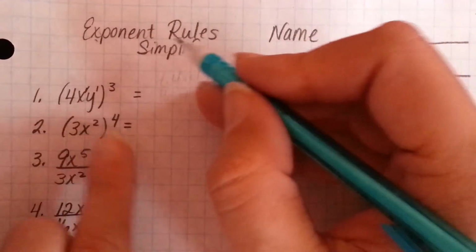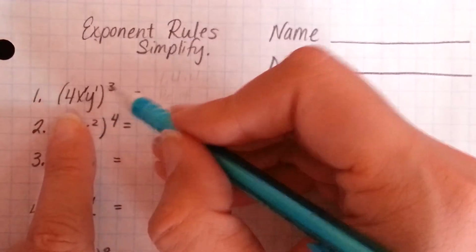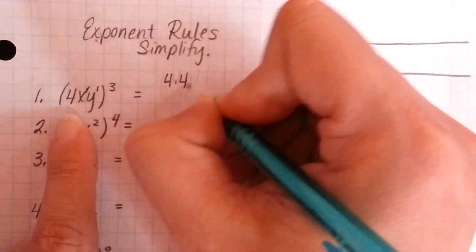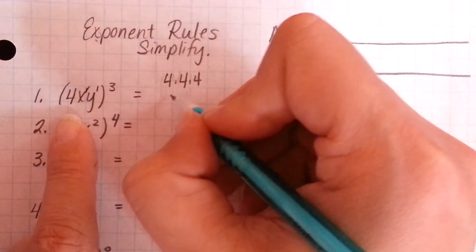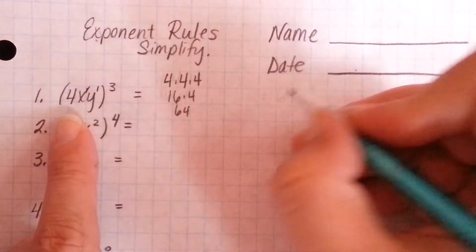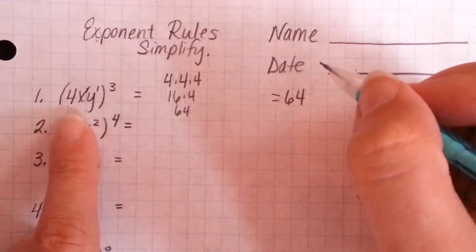This was our first Exponent Rules quiz. Here I have 4 raised to the third, which means 4 times 4 times 4. 4 times 4 is 16, times 4 would be 64. So my coefficient for that is going to be a 64.